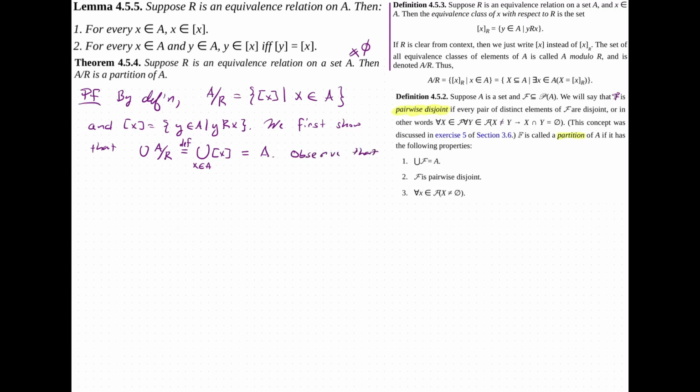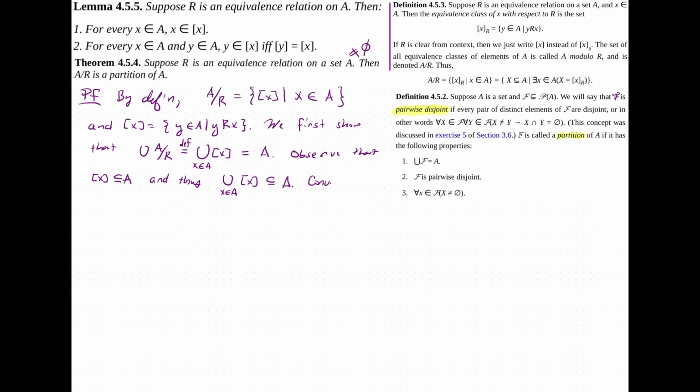By definition, we have the equivalence class. That is always going to be a subset of A. So this is a subset of A. And thus, when we take the union of all these x's in A, of all the equivalence classes, that will be a subset of A as well. And so what we need to do is show the reverse direction.